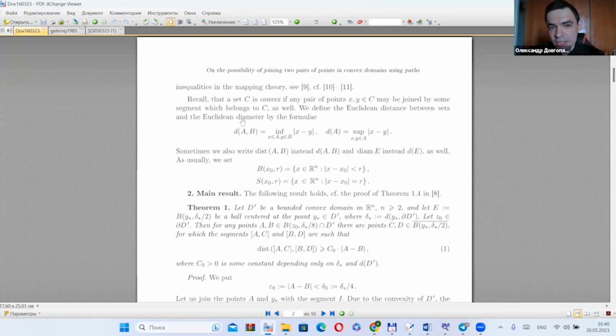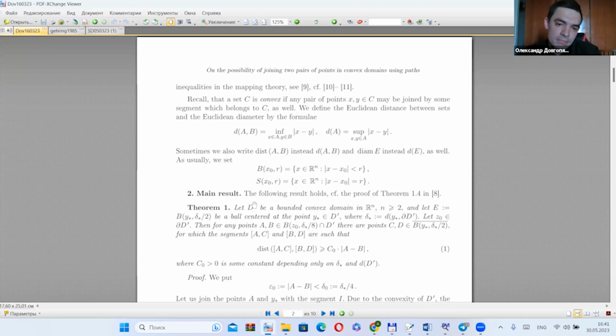Let's recall that a set C is convex if we can join any 2 points of C by a segment which belongs to C as well. We define the Euclidean distance between sets and Euclidean diameter by the next formula, as usual. As usual, we will denote the ball centered at point x0 with radius r as B(x0, r), and the sphere centered at point x0 with radius r as S(x0, r). Let's see the theorem which was proved.